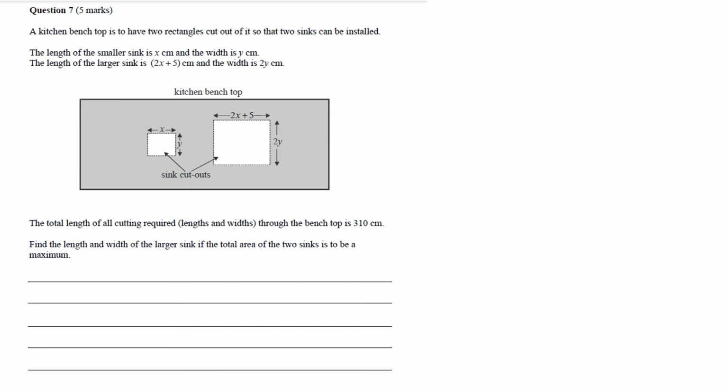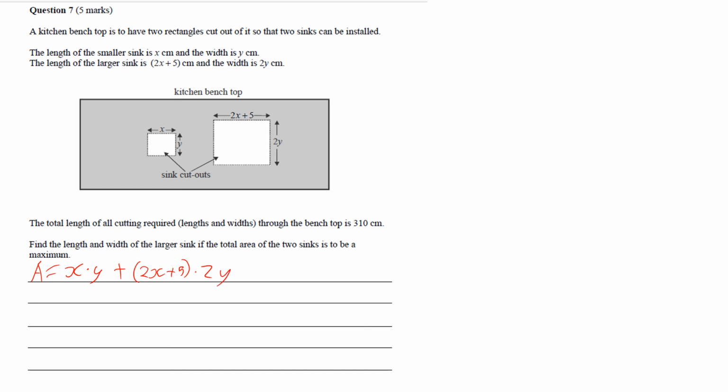So straight away, you see this total area is to be a maximum. That tells you that 1, you're going to get an area function, and 2, you're going to take the derivative and find the stationary points, find the maximum. I'm going to set up my equation for the area. From the smaller rectangle, I'm going to have x times y, plus from the bigger rectangle, a length of 2x plus 5 and a width of 2y. So put these together, here it is.